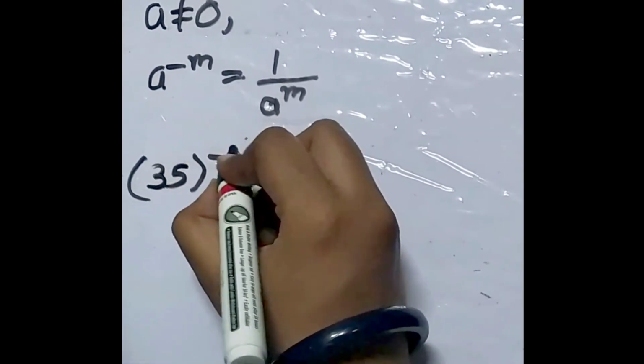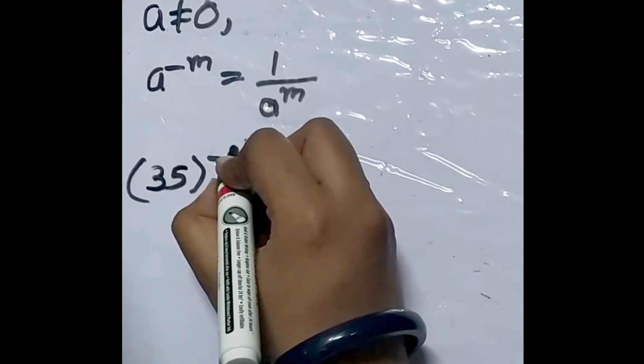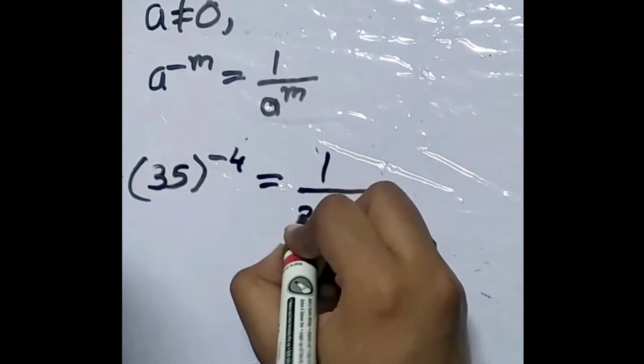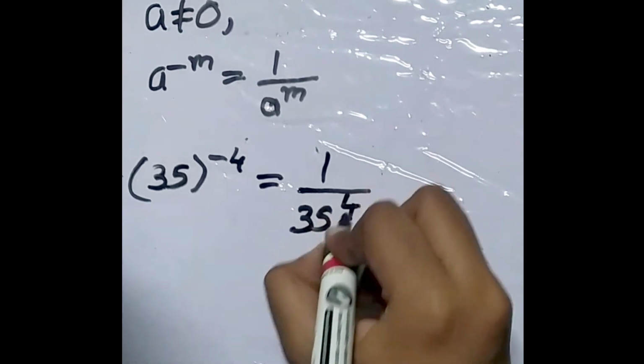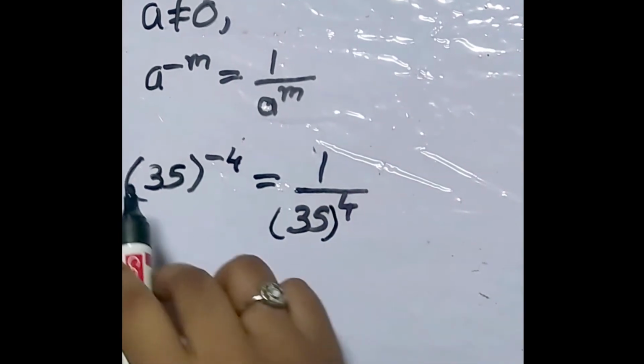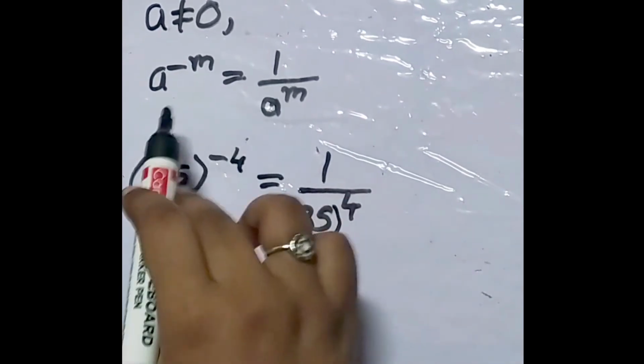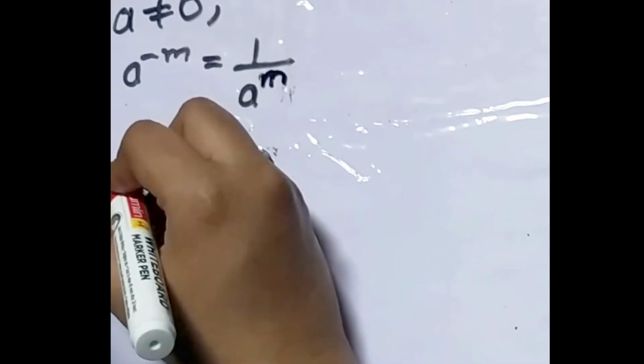Now we will see this example. 35 raised to minus 4 will be equal to 1 upon 35 raised to 4. Okay, so 35 raised to minus 4 is 1 upon 35 raised to 4. This is how you can use this formula in examples.